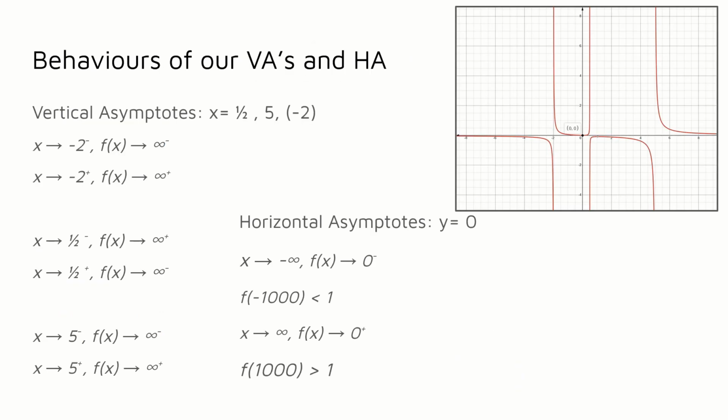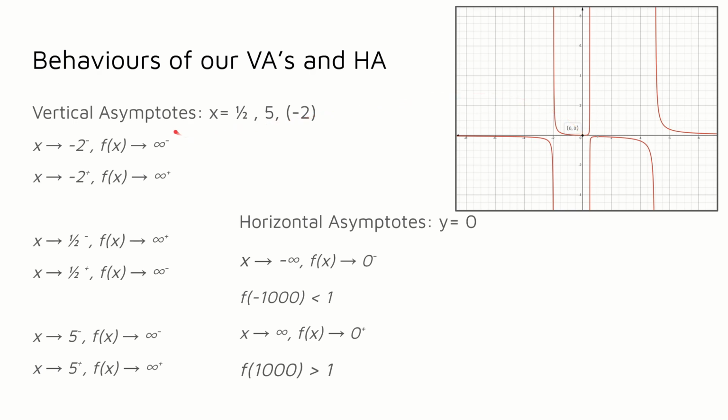Alright, behaviors of our vertical asymptotes, VA. We have 3: 1 over 2, 5, and negative 2. These are all seen in the graph. There is one right here, another one right here. They barely touch that point, but they kind of do look like that because I'm zoomed out. And there's one more right here at 5. So, there's one at negative 2, 1 over 2, and 5.